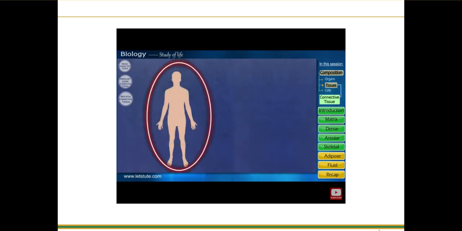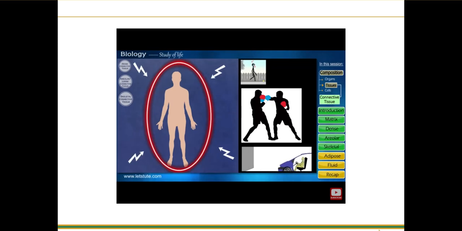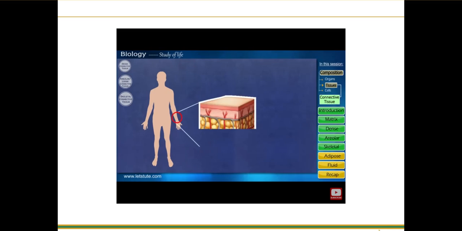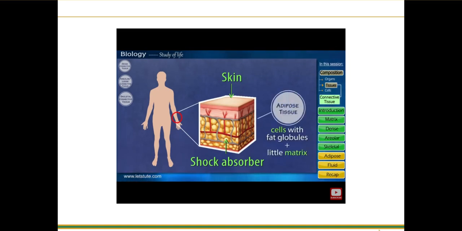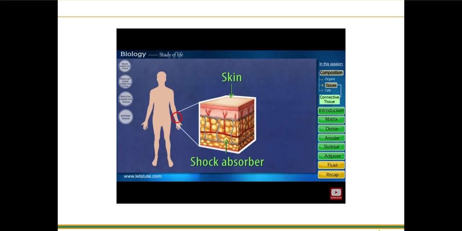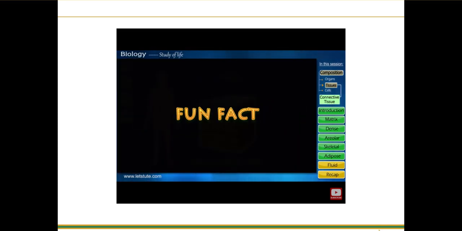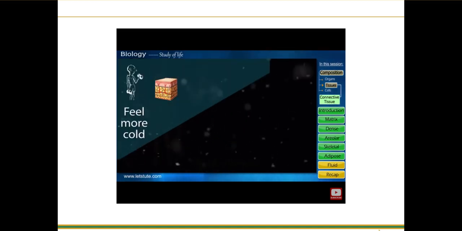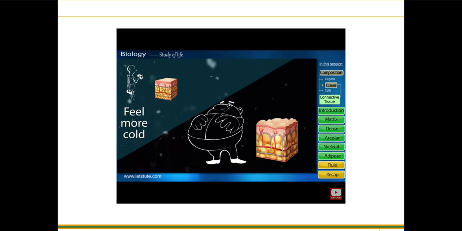A precious body needs to be safe from the mechanical shocks it might get. And to do this, there's a layer of tissue right beneath your skin which acts as a shock absorber. This special type of connective tissue is called adipose tissue. The cells here are filled with fat globules. Let's come to a fun fact. Did you know that thin people who have very little adipose tissue feel more cold compared to fat individuals? As this layer acts as an insulator.